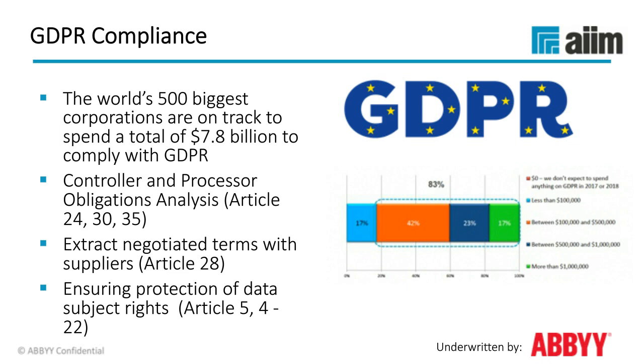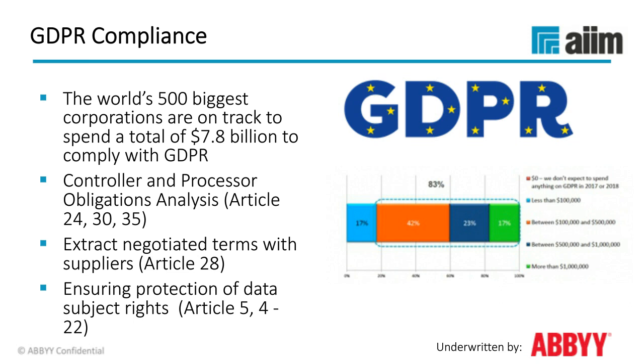And as you can see on this slide, the level of expenditure is significantly increasing around GDPR. In fact, the world's 500 biggest corporations are now on track to spend a total of nearly $8 billion to comply with GDPR. On average, a mid-sized company can expect to spend anywhere between $100,000 to $500,000 on GDPR-related initiatives, best practices and technologies. So content intelligent solutions clearly help in this process to accelerate and streamline these processes.